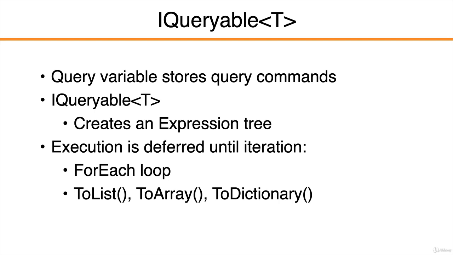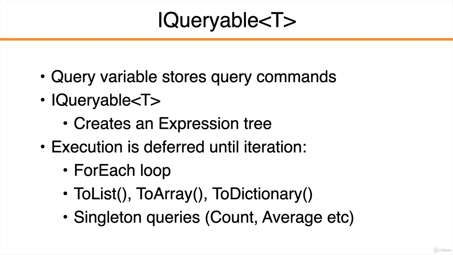Also, if we put the results out to a list, an array or a dictionary, that then executes whatever's inside our queryable. Singleton queries will also cause the query to be executed against our database. If we want to get a count of the activities or the average, things like that will also execute our query. But the goal of pagination, filtering and sorting is to defer execution. We don't want to make a query to our database until we've built up the full expression tree that we want to send, and then it goes to our database as a single query.